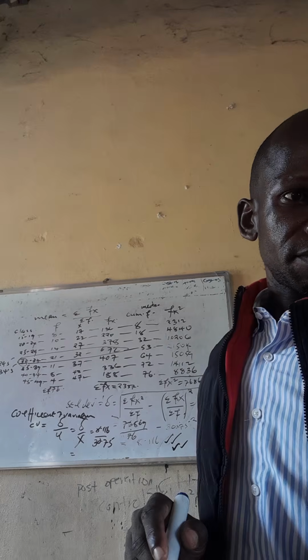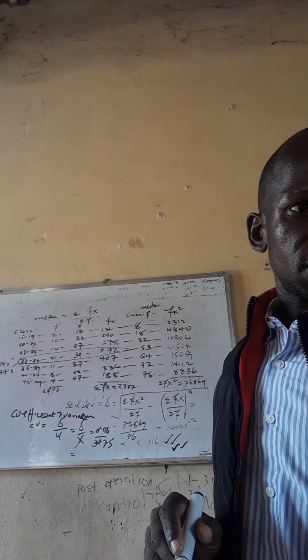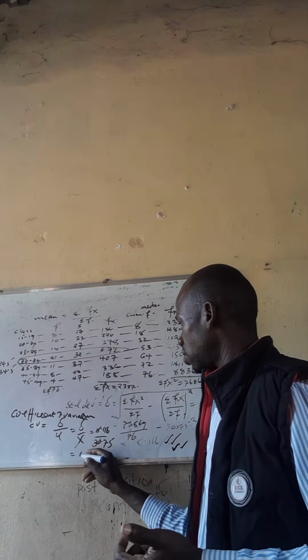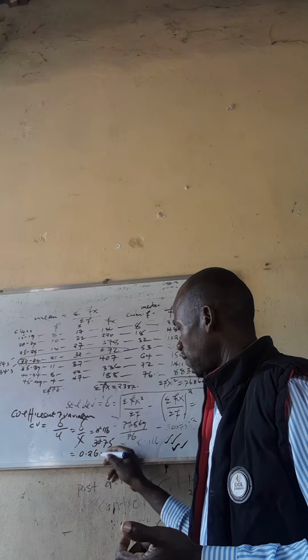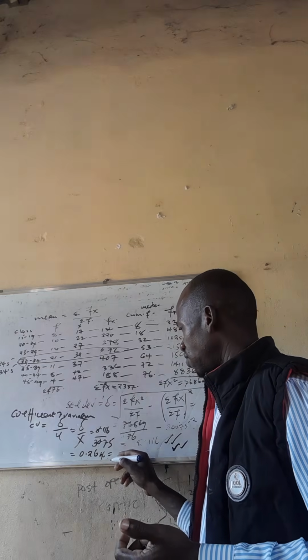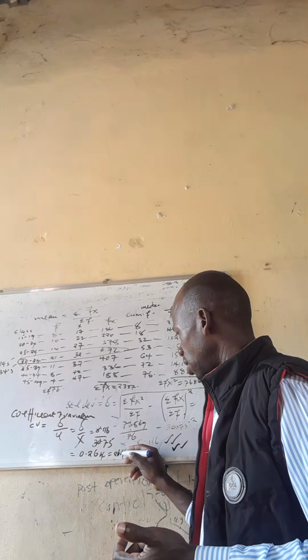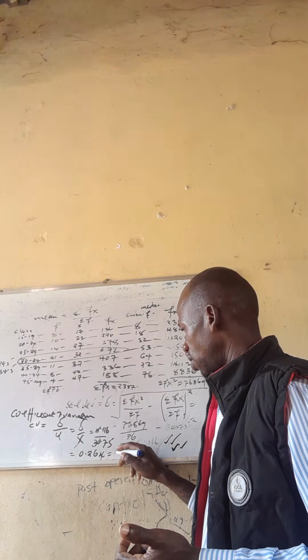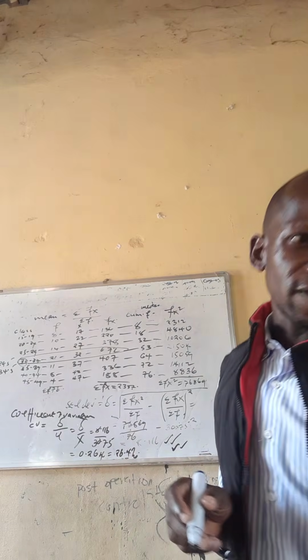So, this becomes 0 point... what is it? 0 point 264. And again, you can express it as a percentage. In percentage, it's 26.4%. You just multiply by 100, which is the same as 26.4%. And what does that mean?